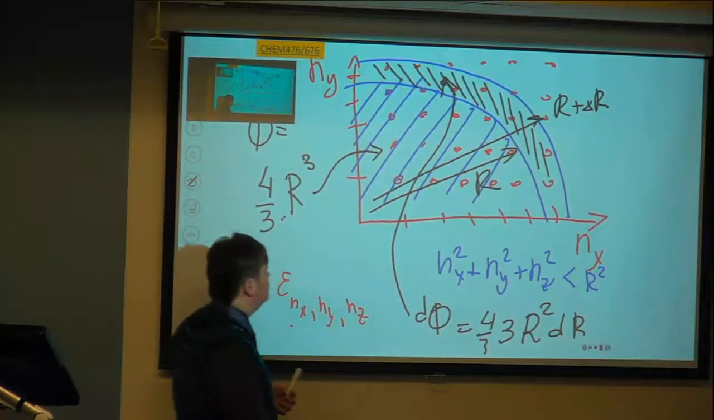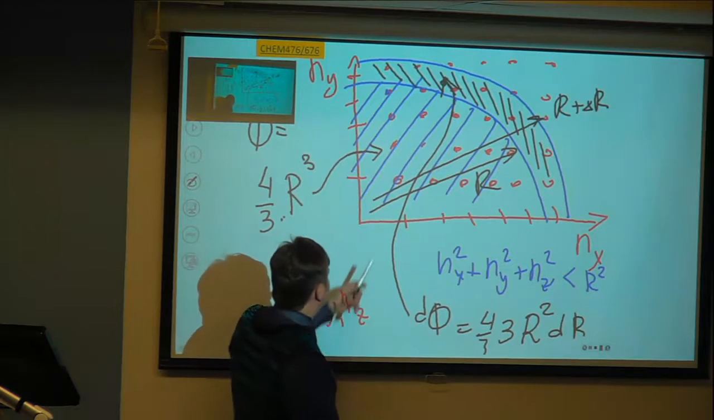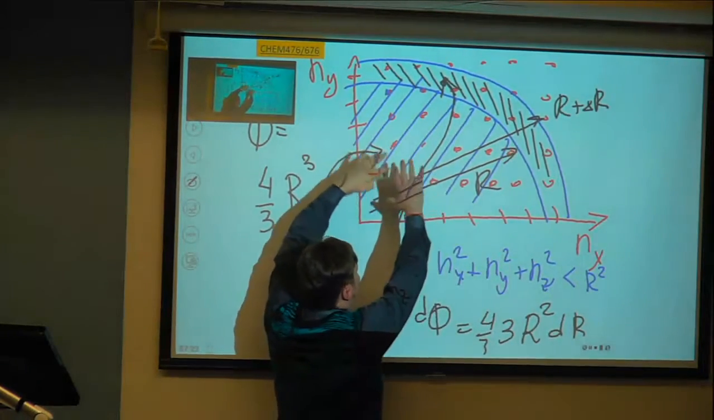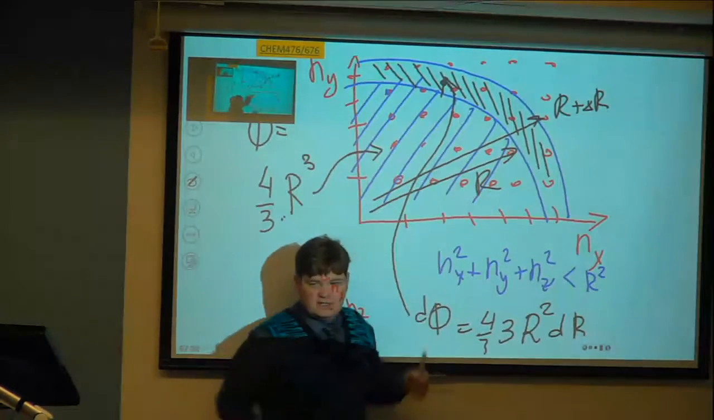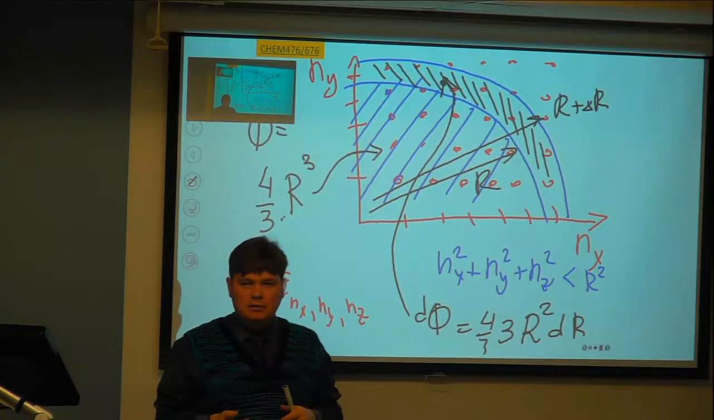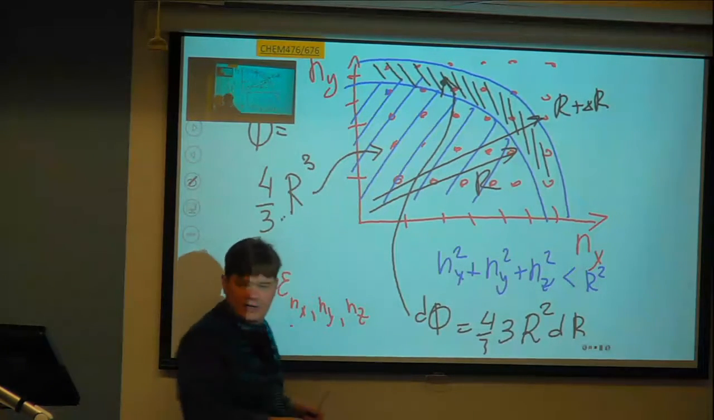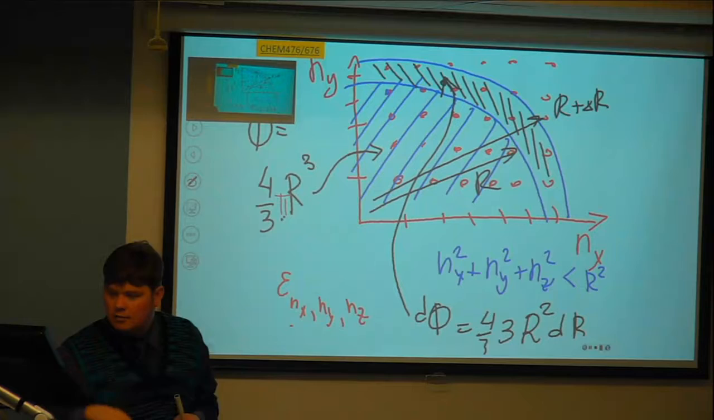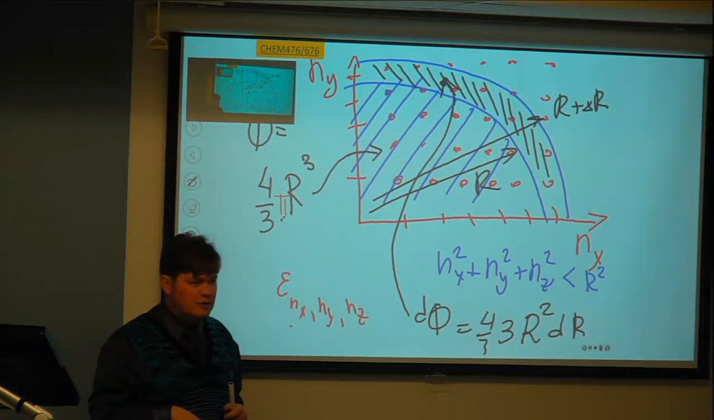If it is 3-dimensional and you count the number of quantum states inside of this imaginary sphere, it will be the volume of a sphere. Make sense? What's the volume of a sphere of radius r?